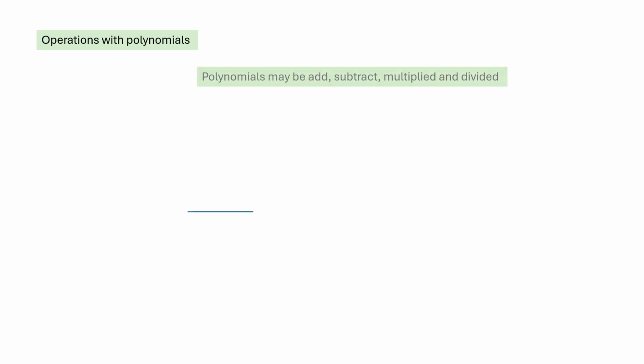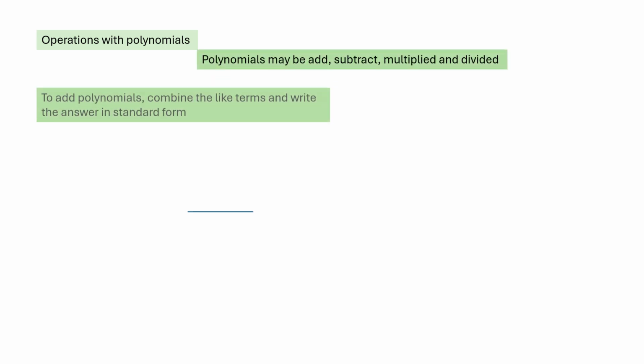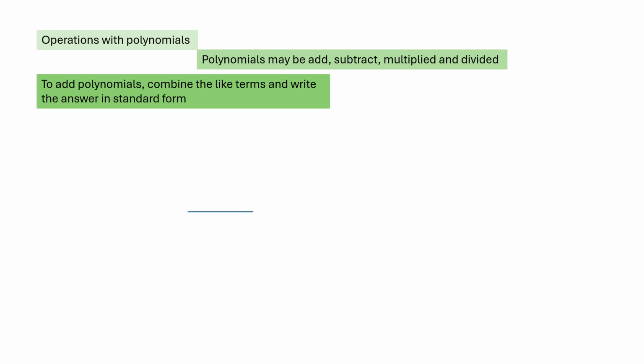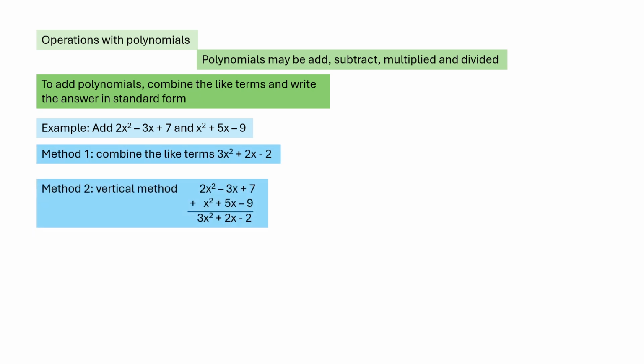Operations with polynomials. Polynomials may be added, subtracted, multiplied, and divided. To add polynomials, combine the like terms and write the answer in standard form. For example, add 2x squared minus 3x plus 7 and x squared plus 5x minus 9. Look at the like terms. So you can add 2x squared plus x squared, which is 3x squared. Negative 3x plus 5x will be plus 2x. 7 minus 9 will be negative 2.